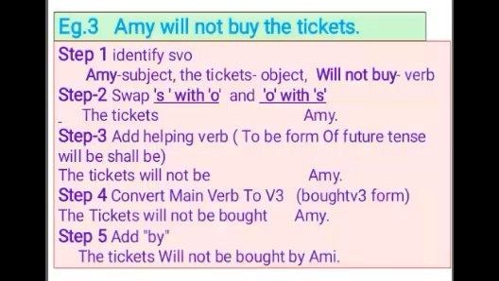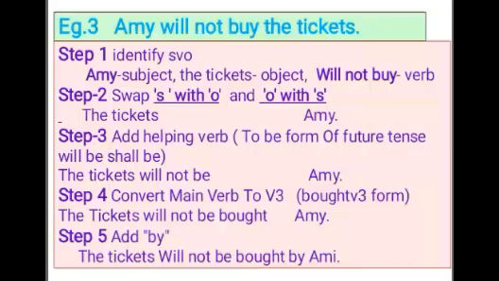Look at the third example. Amy will not buy the tickets. This is an example of a modal verb. We'll follow the steps. Step 1 is to identify SVO, Amy subject, tickets object, will not buy verb. Step 2, swap S with O and O with S. Tickets and Amy's places are changed.